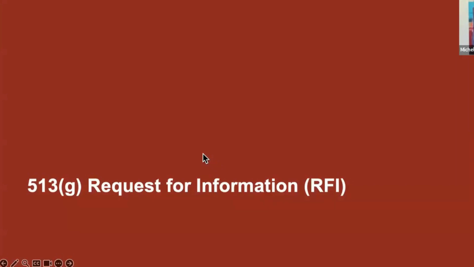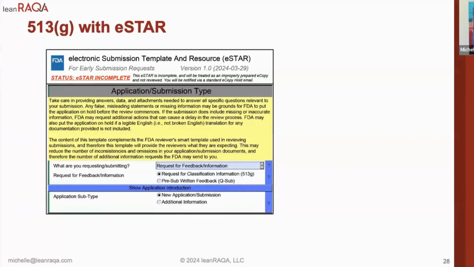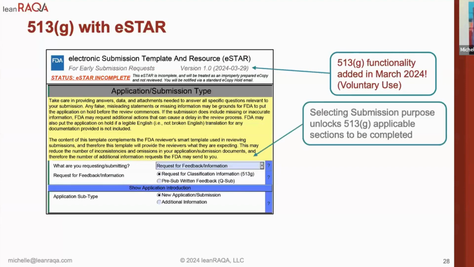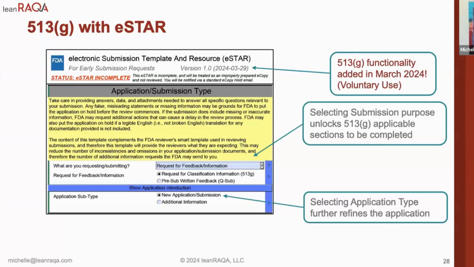So moving on to 513Gs, or requests for information. Now this is like a cousin to the pre-submission. 513G functionality was added just recently to the Prestar template, and in March of this year, it is still voluntary. In this case, you will select request for feedback or information, so the RFI, and then you can request the type of submission that you're looking for.